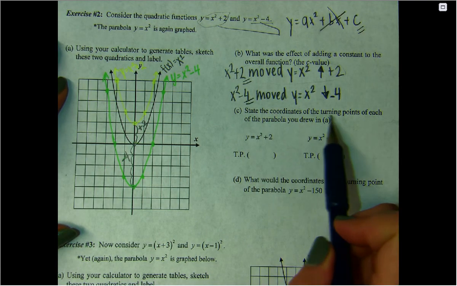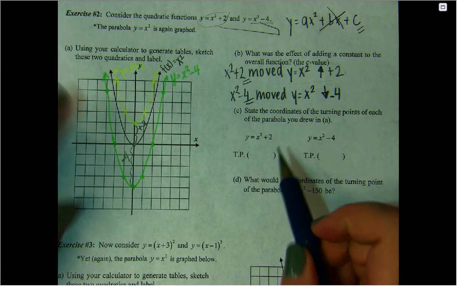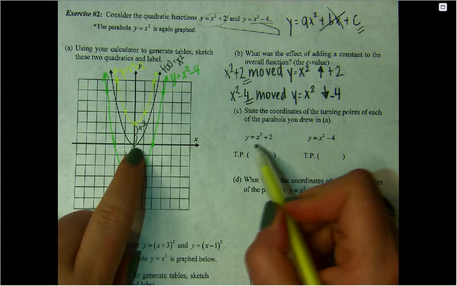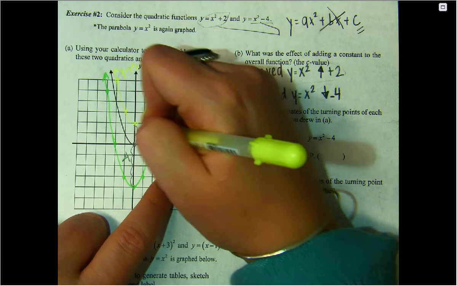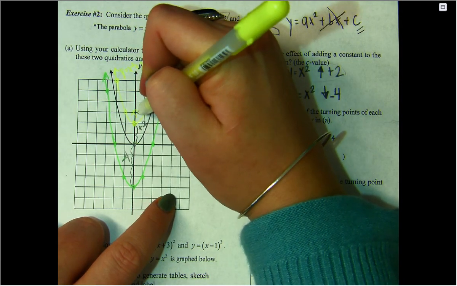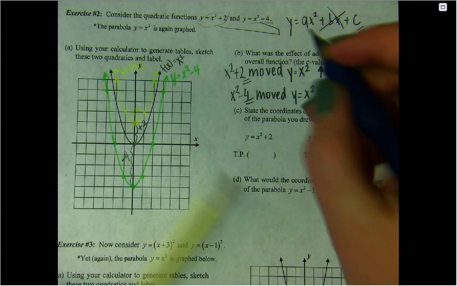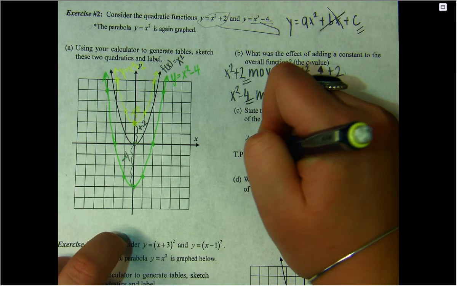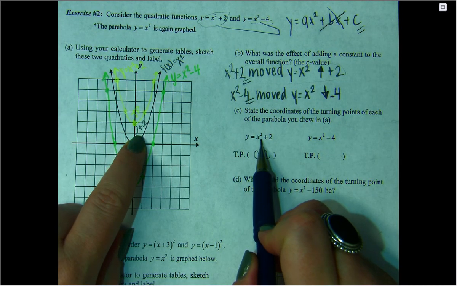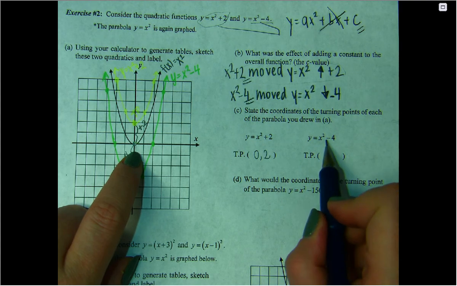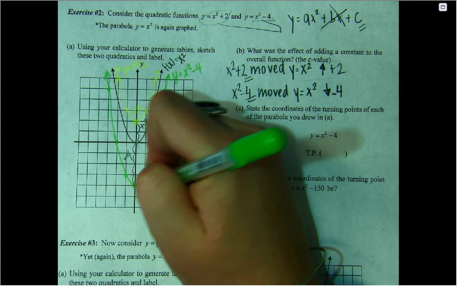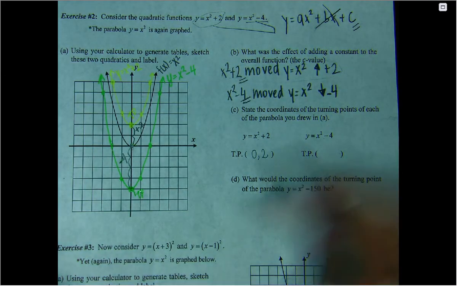So state the coordinates of the turning point of each of the parabolas. So let's look here. What was my turning point of x squared plus 2? Well, here's x squared plus 2. My turning point was this thing right here. So the turning point looks like x was 0 and y was 2. What a coincidence. Okay, x squared minus 4. Okay, well, where's the turning point for x squared minus 4? Here it is. What is the turning point?